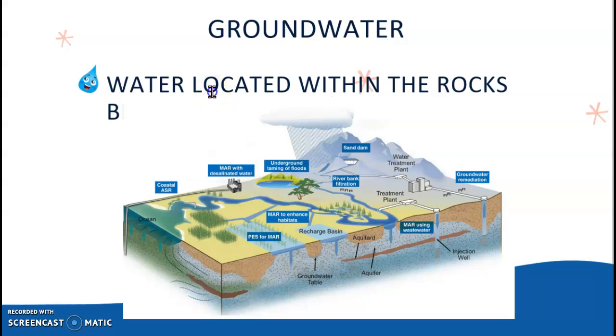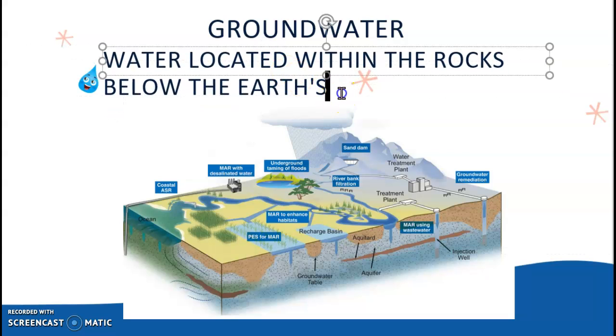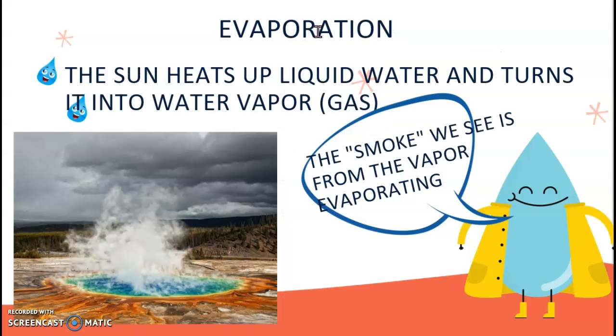So once water reaches the ground, they will find their way, sift through the soil, and reach under the soil. We call them groundwater. So these are the terms that we need to understand as we learn about water cycle.